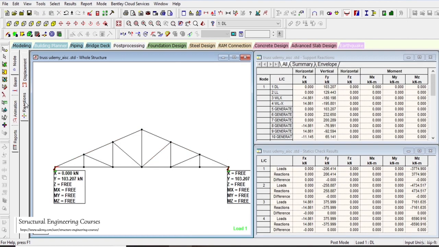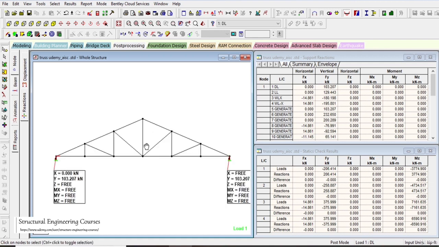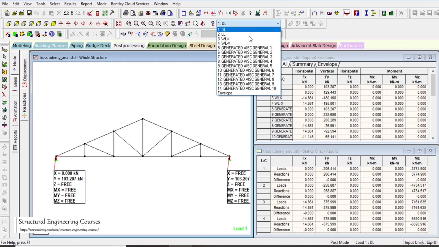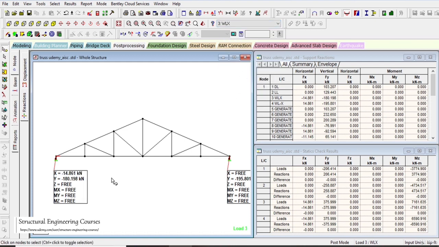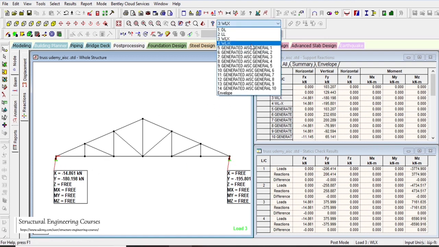After that, we can check the reactions also. So here we can see that only vertical reactions are coming here under the case of dead load, and obviously when we will apply wind load, in this case we are getting two reactions here, that is x and y, and here also we are getting this direction along y. So there are three reactions and three unknowns. So it is basically a statically determinate structure here.